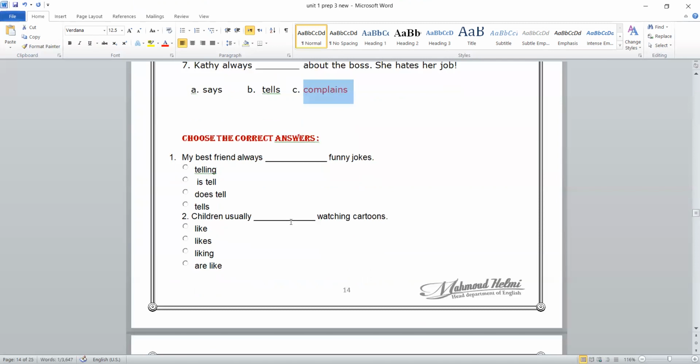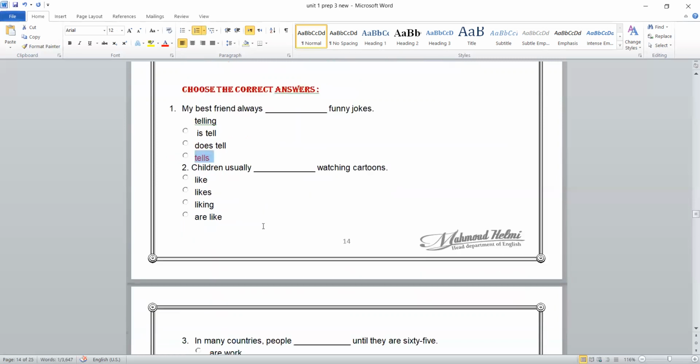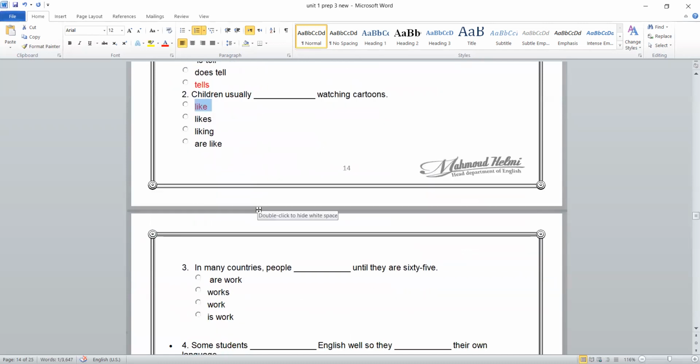Now, another exercise. My best friend always blank funny jokes. Telling, tell, does tell, tells. Yes, the right answer: my best friend always tells. Children usually blank cartoons. Like, likes, liking, or like? Children usually like. I want you to think about the answer before I say it, and then compare your answers with the answers I say.